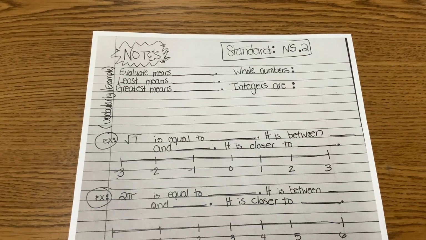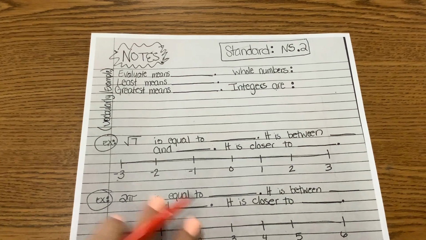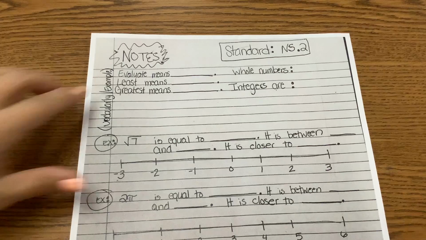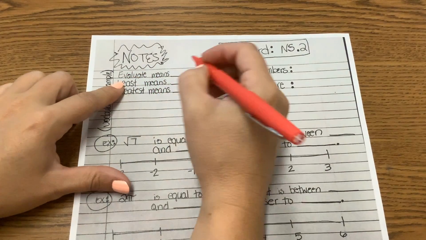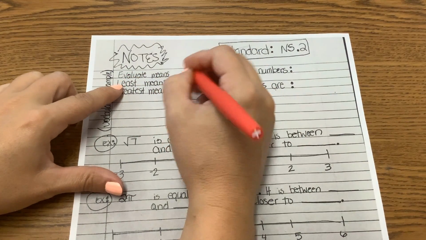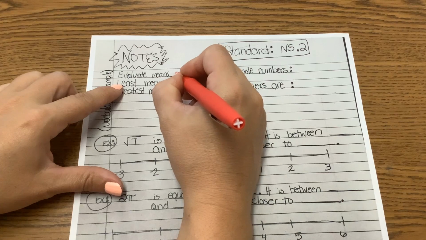Okay, these are the notes from week 1. We're talking about number sense, and so we have a couple of definitions that we need to discuss before we go on to some of the examples. Okay, so evaluate means to find an answer or to find a value.